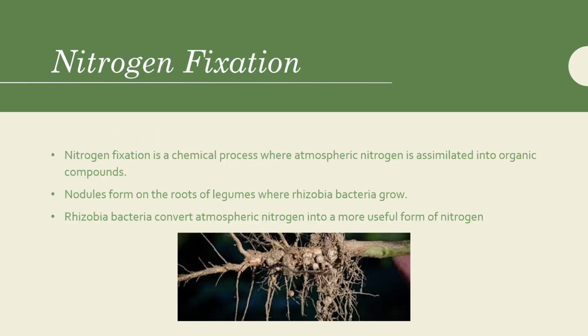Nitrogen fixation. What is this? Nitrogen fixation is a chemical process where atmospheric nitrogen is assimilated into organic compounds. Nodules form on the roots of legumes where rhizobia bacteria grow. These rhizobia bacteria will convert atmospheric nitrogen into a more useful form of nitrogen, such as ammonia. In this picture on the bottom, you can see here, this is the root system of a legume species, and all of those little nodules that you see, that's where the rhizobia bacteria will grow.